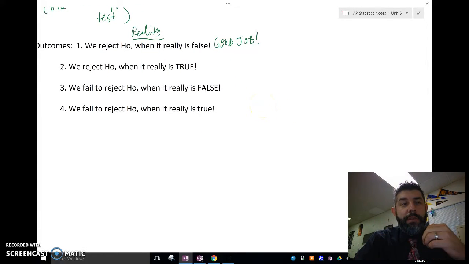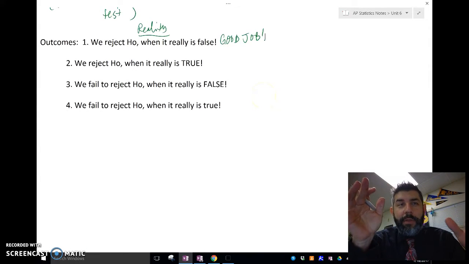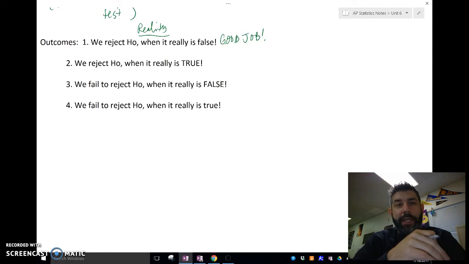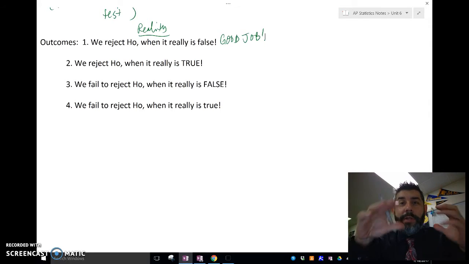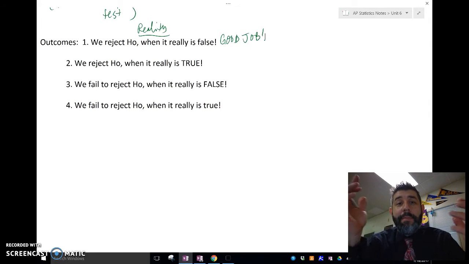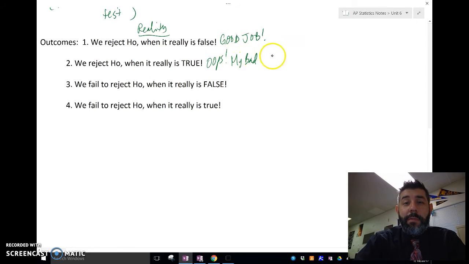Well, the second outcome could be that I reject the null, but really the null was true. That there were in fact 50% who like stats, but I had evidence that there were more. So I rejected the null when really it was true. I made a mistake. That is called a type 1 error. Oops, my bad. Type 1 error.